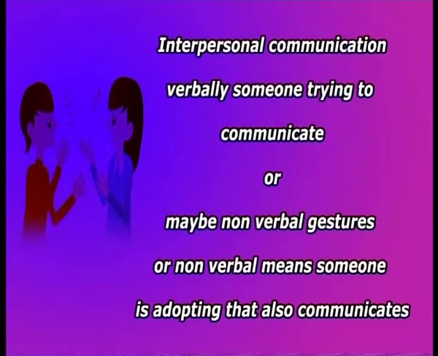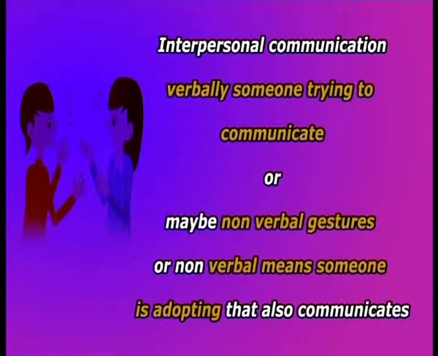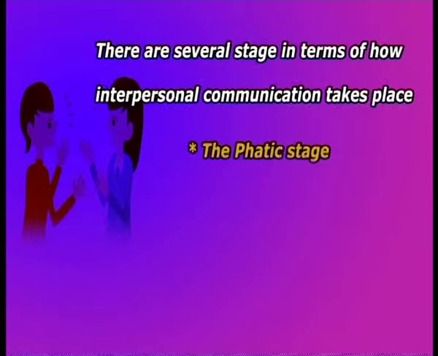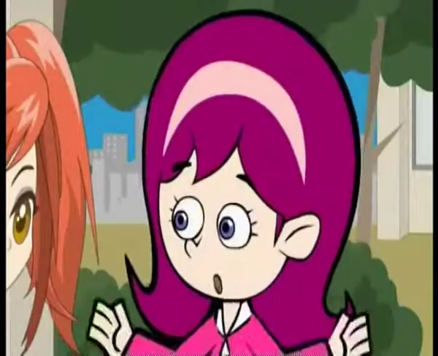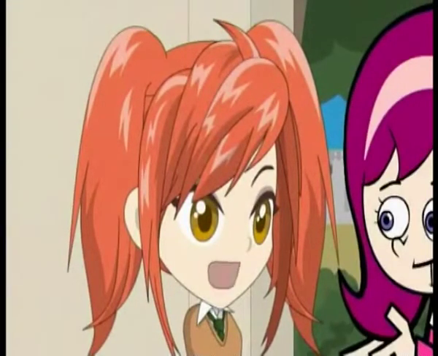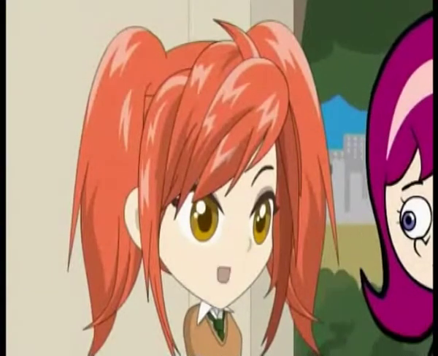Interpersonal communication can be verbal, someone trying to communicate, or non-verbal, gestures that someone adopts, which also communicate. There are several stages in how interpersonal communication takes place. The first is the phatic stage. This initial exploratory stage of communication determines the course the conversation will take.